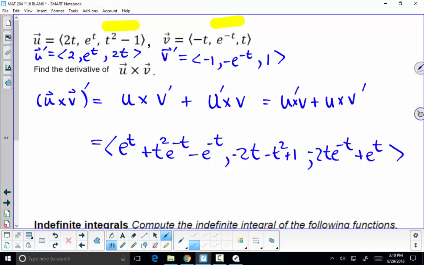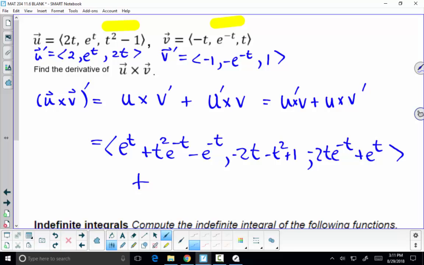Where did you get the last one? So the last one comes from crossing out those guys, right? So it's going to be 2t times this, so minus 2t e to the minus t, minus minus a minus gives us plus e to the t. It's much easier to see it when you stack. Yeah, if you stack them, you can cross it out. Much easier to visualize. I totally agree. That's definitely how I would do it.